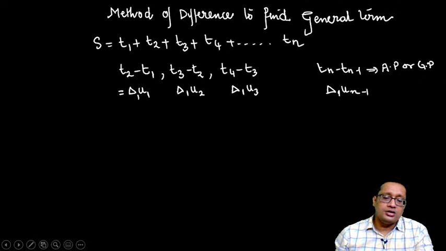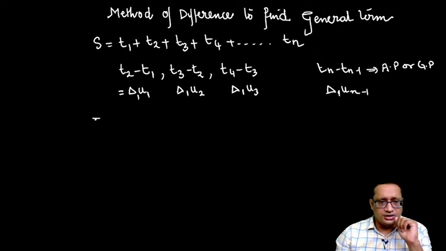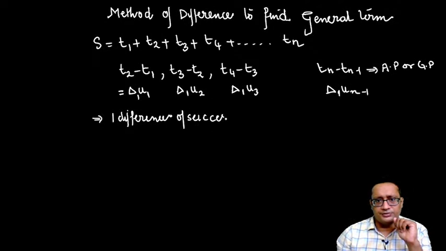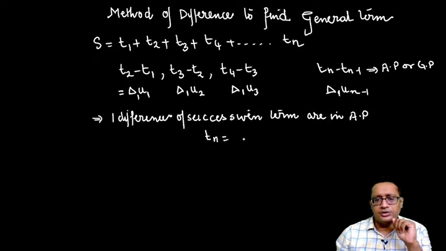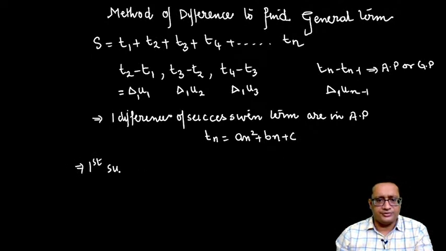Then if it is AP, what do we consider as the nth term? First I am writing: if the first difference of successive terms are in AP, then consider the nth term as a n square plus b n plus c.